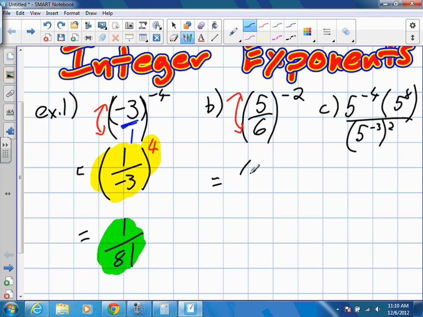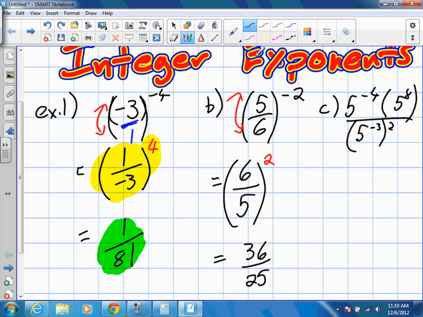It becomes 6 over 5. And now our exponent is to the power of 2. 36 over 25. Very good, that's right. If you apply that exponent to both of those, 6 by 6 is 36. 5 by 5 is 25. We're done. Okay?